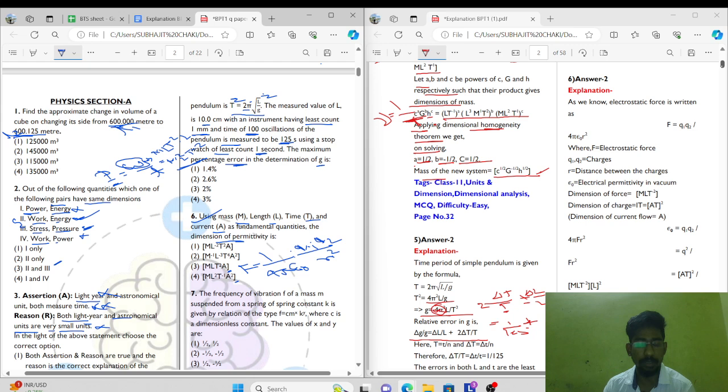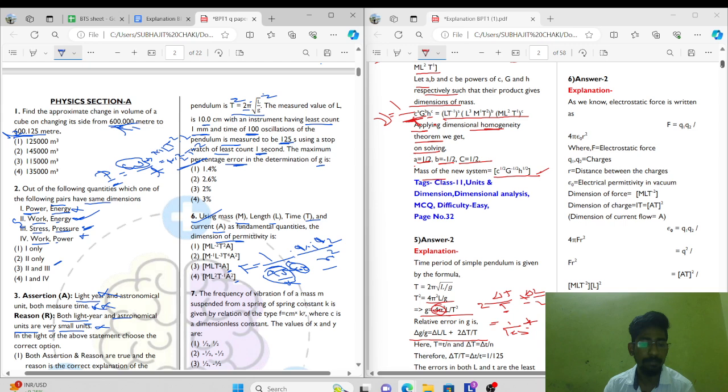First of all, to calculate the dimension of this epsilon naught, just cross multiply it, you will get epsilon naught is equal to q1 q2 by r square into F. Here 4 pi has no dimension because it is a number, so there is no use of it while calculating the dimension.